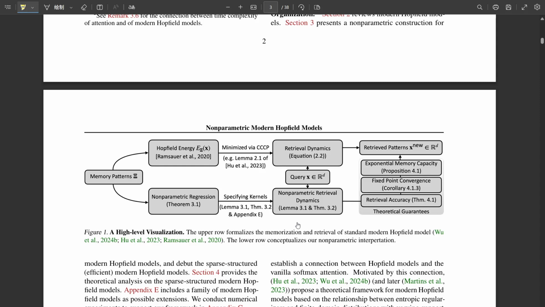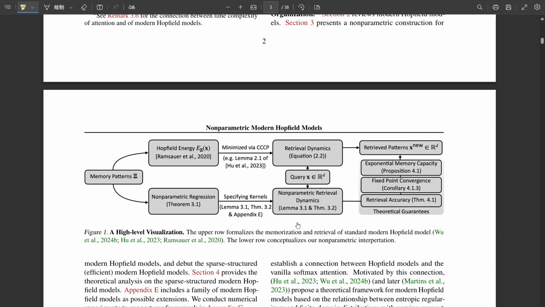Got it. So the paper leverages this idea. They define the retrieval dynamics, this function T, as the function you get by solving a specific SVR problem. You're essentially learning a function that maps queries to their associated memories while trying to stay within a defined error tolerance, that margin. And they refer to this framework as nonparametric. What's the significance of that label? They highlight it in remark 3.4.